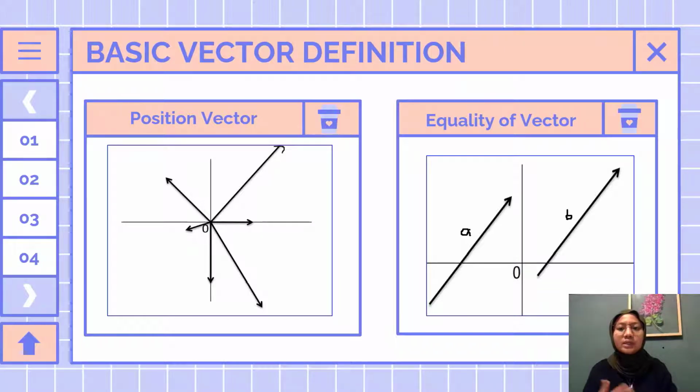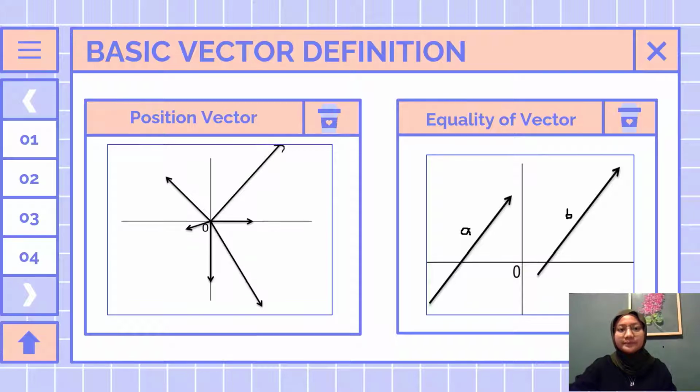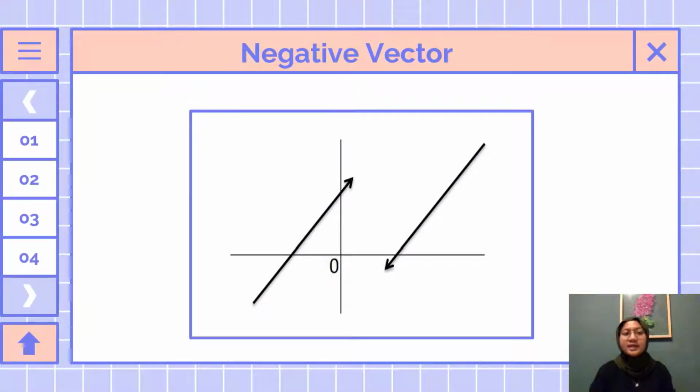Number 4 is equality of vectors. Two vectors are equal if both vectors have the same magnitude and direction, even though the starting point is not the same. For example, vector A equals vector B. The last one is a negative vector. A negative vector is a vector that has the same magnitude but opposite direction to another vector. Vector negative A is a negative vector for vector A, but their magnitudes are still the same.